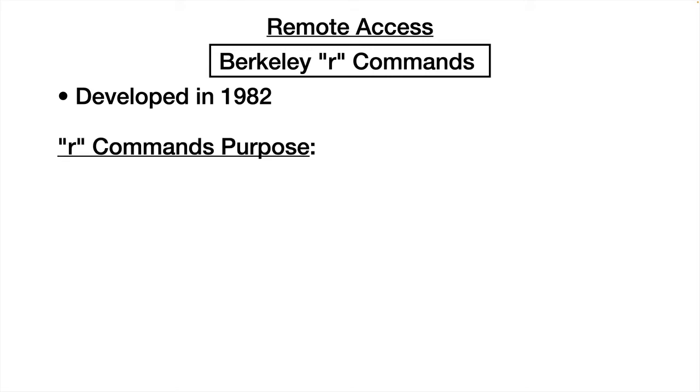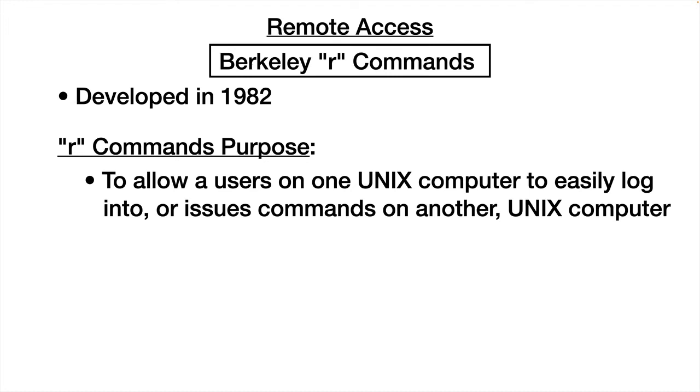We have something called the Berkeley R commands. I think I told you in a previous lecture that the University of California, Berkeley developed and created a lot of the software and commands on Unix machines. These R commands were developed in 1982, and the purpose of the R commands is to allow a user on one Unix computer to easily log into or issue commands on another Unix machine. The port that these R commands use is port 513.